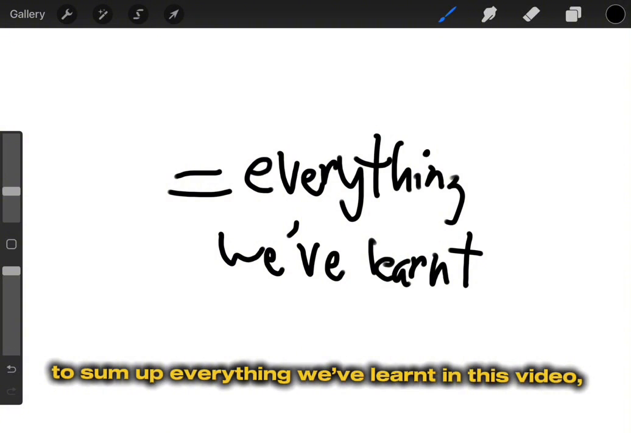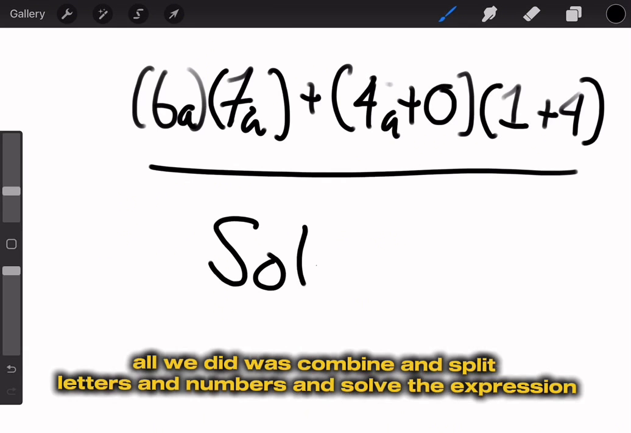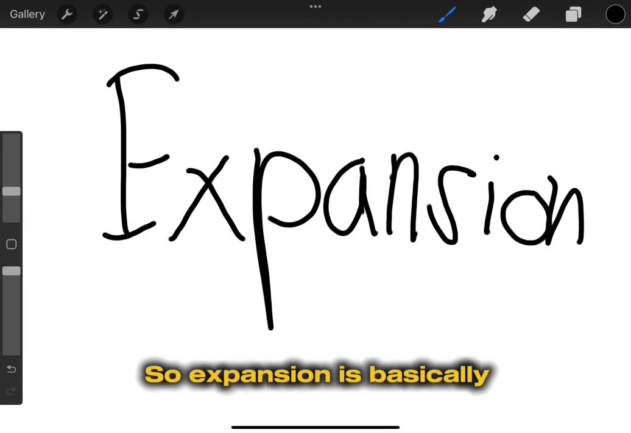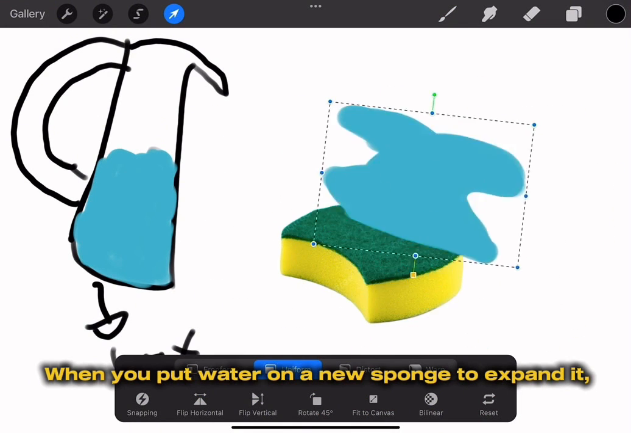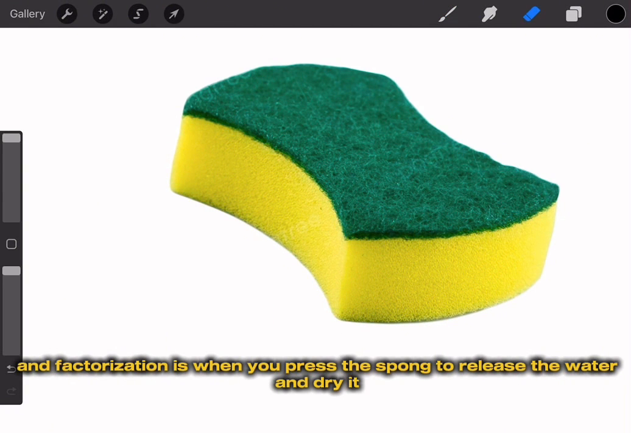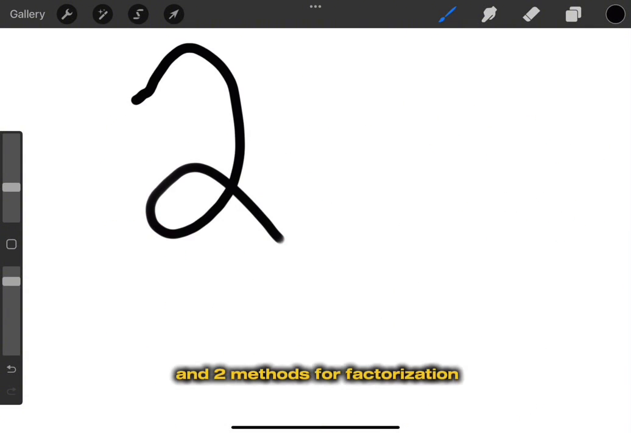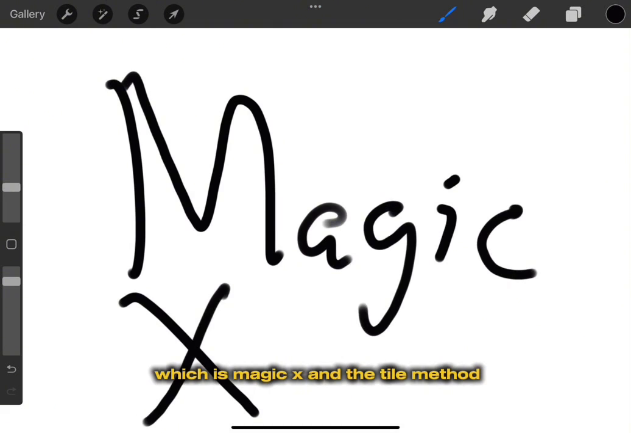Alright, to sum up everything we've learned in this video, all we did was to combine or split letters and numbers and solve the expression. So expansion is basically when you put water on a sponge to expand it, and factorization is pressing the sponge to release the water and to dry it. So we have one method for expanding, which is the FOIL or rainbow method, and two methods for factorization, which is Magic X and the tile method.